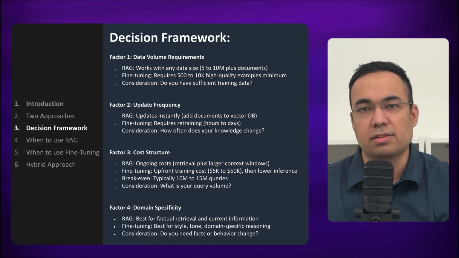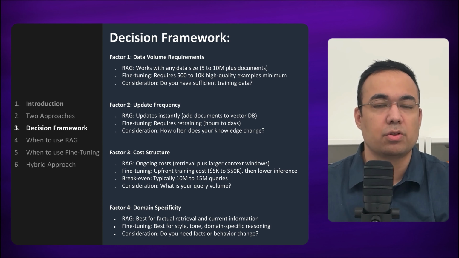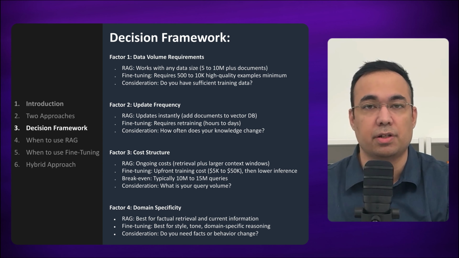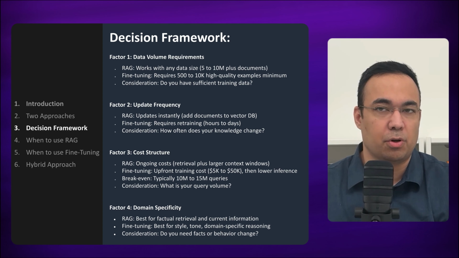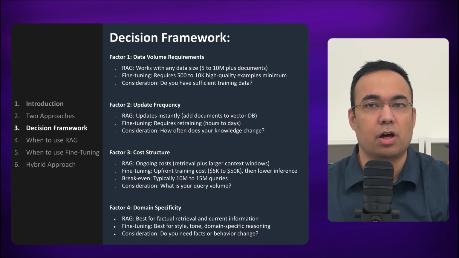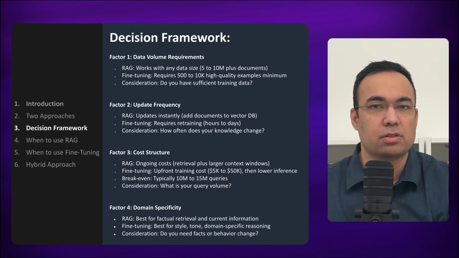The third factor here is cost structure, which gets pretty interesting. RAG has ongoing costs for every query, so you pay for retrieval operations and you pay for the large context windows since you're including retrieved documents as part of your prompts. This might range from 3 cents to 10 cents per query depending on how much context you retrieve. Fine-tuning has significant upfront training costs, typically ranging from around $5,000 to $50,000 or more for training runs, depending on the model size and your data set.